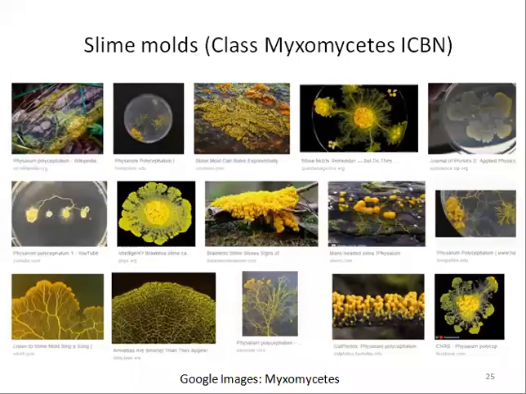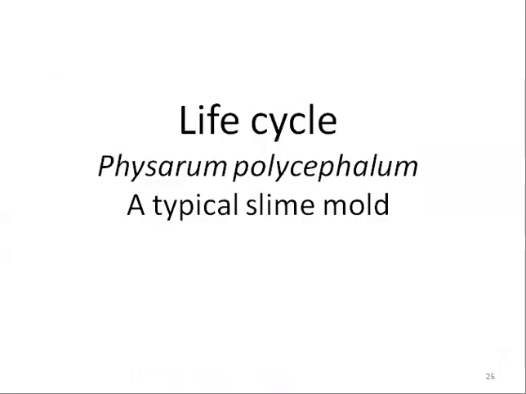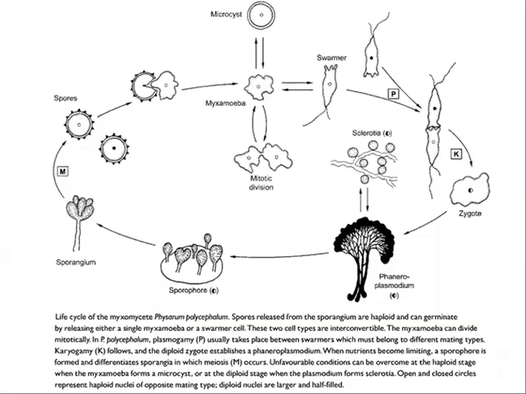Now let's move towards the life cycle of a member of Myxomycota. I must say, the member of Myxogastria. We will discuss the life cycle of Physarum polycephalum, which is a typical slime mold. The plasmodium is diploid and feeds by phagocytosis of bacteria, yeasts, or fungal mycelia, as well as fungal spores.